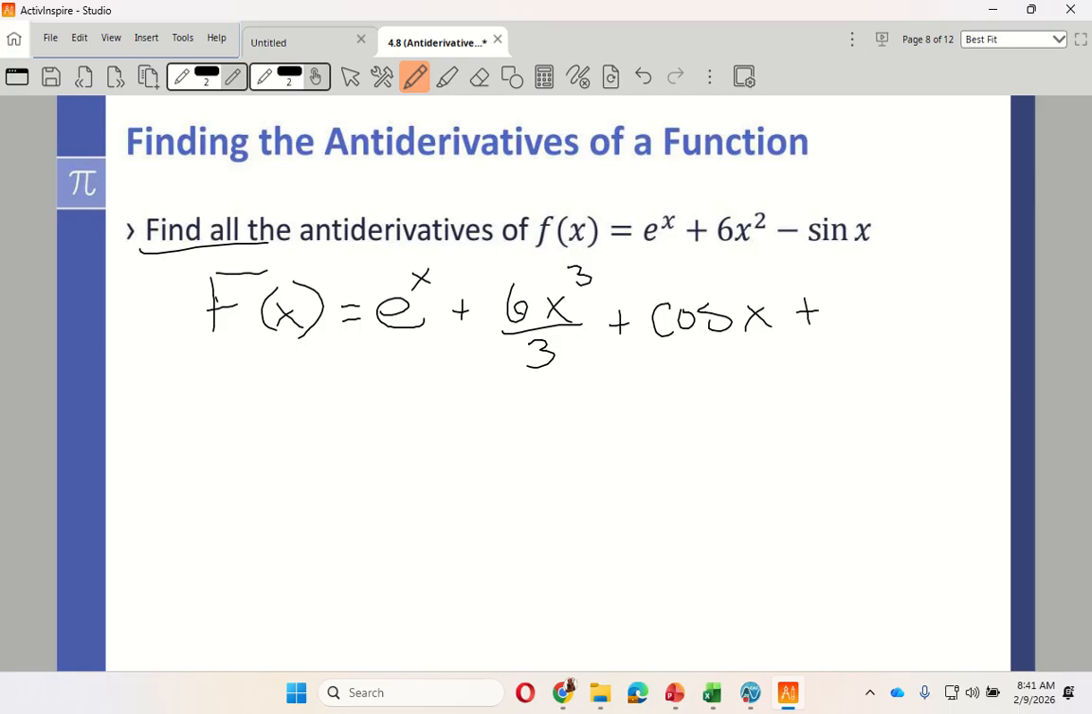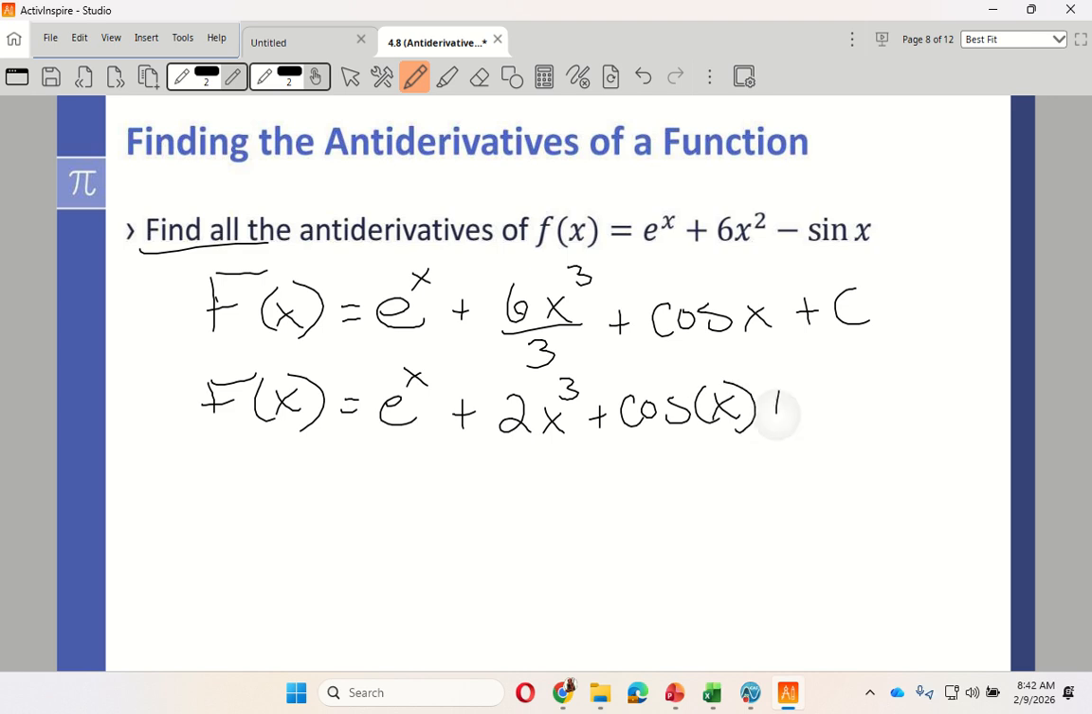Plus my c. So on the AP exam and in calculus, when you get to college and start taking Calculus 2, that plus c is going to hit you every single time. You're going to get docked points if you don't have it. Because if you don't have that c, it means something different. All right, can I clean this up? Yeah. e to the x plus 2x to the third plus cosine of x plus c.